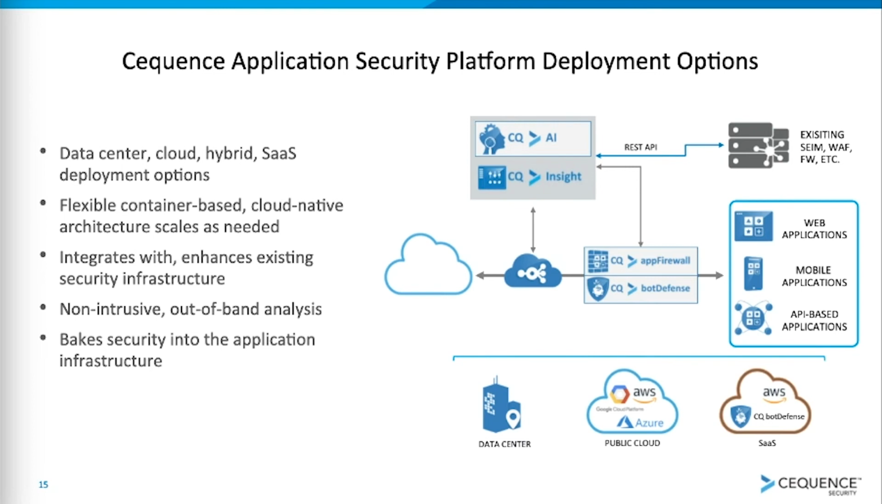As the diagram, a fairly simplified diagram, shows, we take a copy of the traffic off of your load balancer or your switch, analyzing it using the AI engine and the management, CQ Insight management. The findings are then sent to a small lightweight component that sits in line. That's where you see the bot defense and app firewall there in line. And we can respond, as I mentioned, using block, rate limit, geofence, and deception. Or you can send the findings to your security infrastructure.